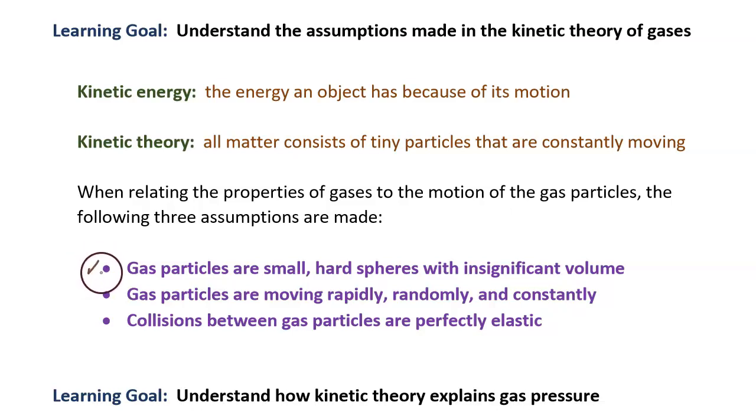Gas particles are small, hard spheres with insignificant volume. Gas particles are moving rapidly, randomly, and constantly. And collisions between gas particles are perfectly elastic. In reality, the particles that make up different gases, for instance, the gas nitrogen, the gas oxygen, or mixtures of gases like air, are not spherical in shape. If you think about the atoms that bond together to create different gases, you know that they're not spherical.